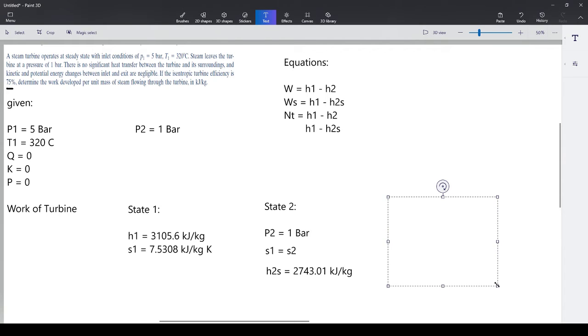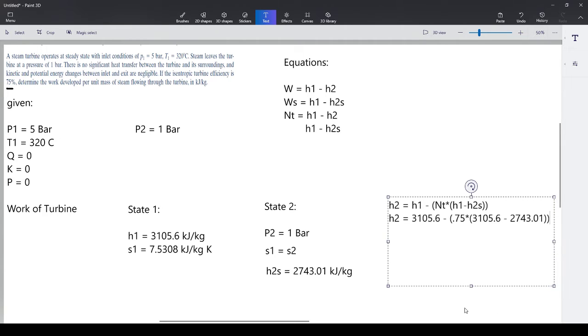At least we'll see if I did or not. But it should be H2 is equal to H1 minus 0.75 times, although I'm going to put it in regular terms here. I'll put it in the normal terms. Eta T times H1 minus H2S. So this right here is the transformation when you maneuver it around. And so when you do this, you will get H2 is equal to 3105.6 minus, I was doing the compressor one, 0.75 times 3105.6 minus our value, which is 2743.01. And once you do that, you get an answer.